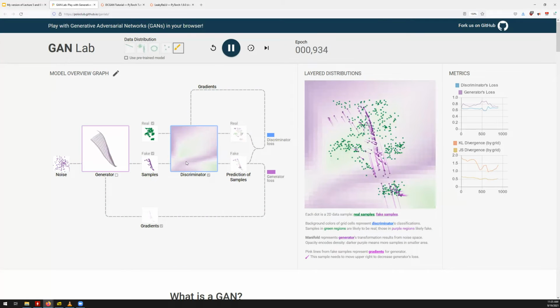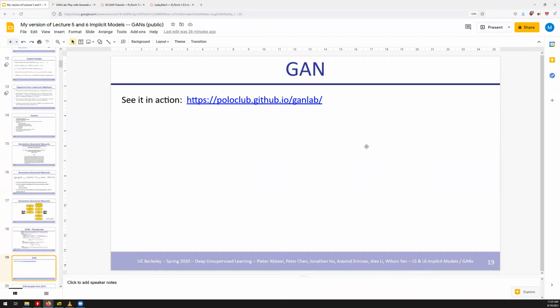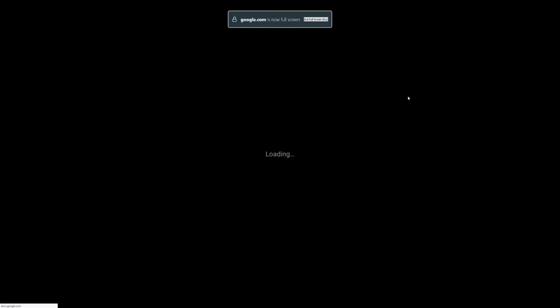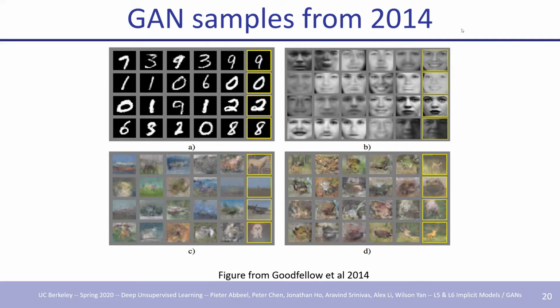And I guess the purple is the one where it's sure that it's fake, and green is what it's sure is real, because it's from our data that looks like it. Okay, you can play with it. So what is this? Yeah, these are GAN samples that were generated in 2014, so from seven years ago.